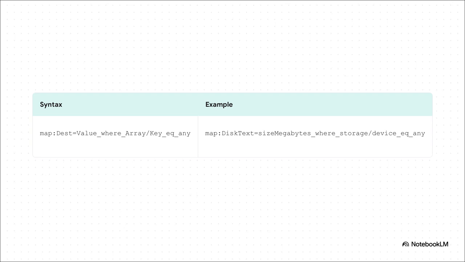It's a really powerful way to filter a whole list and pull out the one exact piece of data you need. Next up, what if you just need a value from the first available item in a list? The example here, map disk text equals size megabytes where storage/device equal any, handles this perfectly. It's mapping to our disk text attribute. The where clause tells it to look inside a storage array, and the key part is device equal any, which basically means just grab the first thing you find that's a device. From that first device, it pulls the size megabytes value. This is fantastic for when you don't need a specific item, just a representative value from a list.